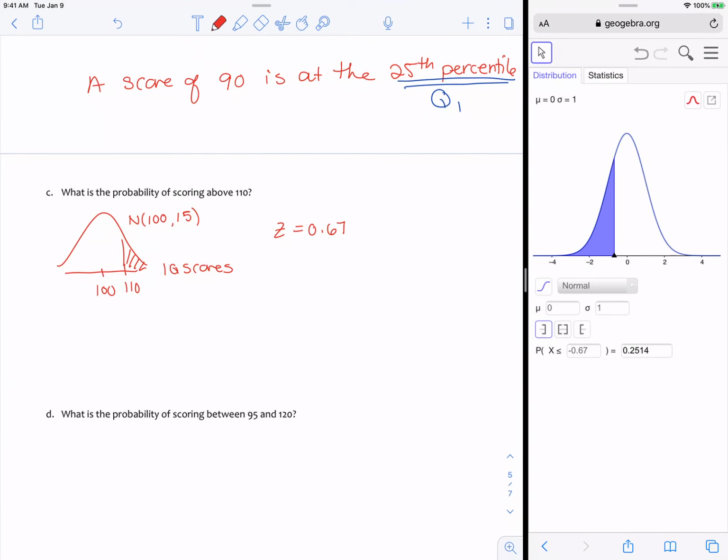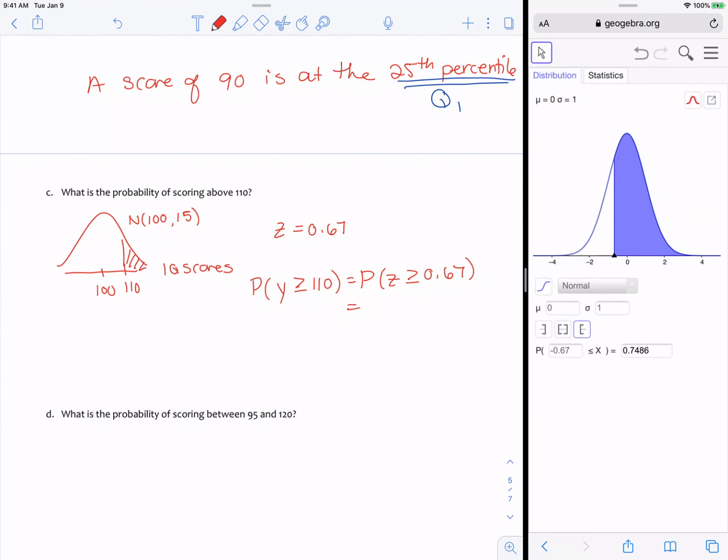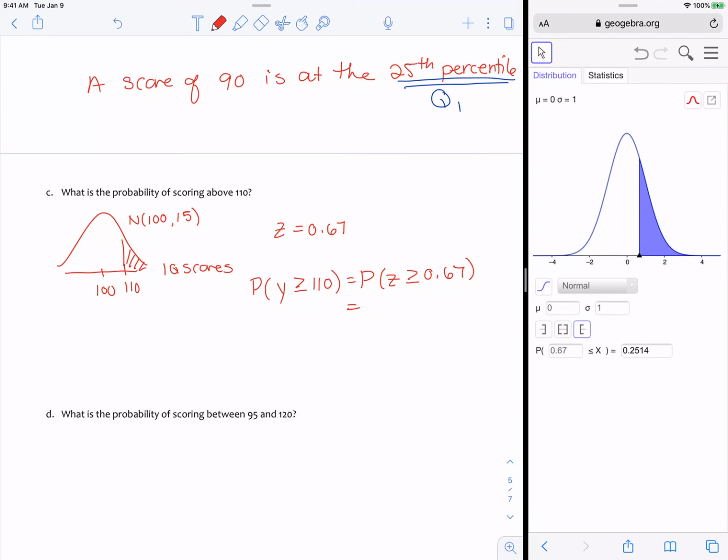0.67. And we want to find the probability that y is greater than or equal to 110, which is equivalent to the probability that z is greater than or equal to 0.67. And we can go back in here. We want greater than, first of all, and we want to change that so we get positive 0.67, enter. And then that should make sense, right?